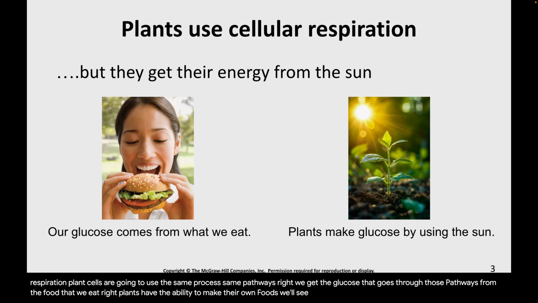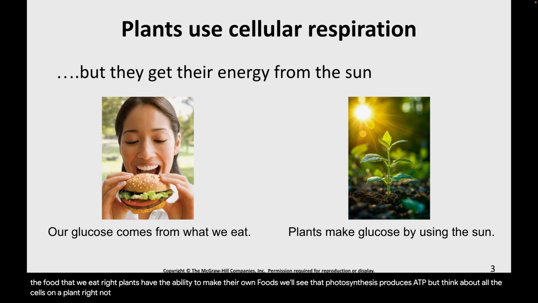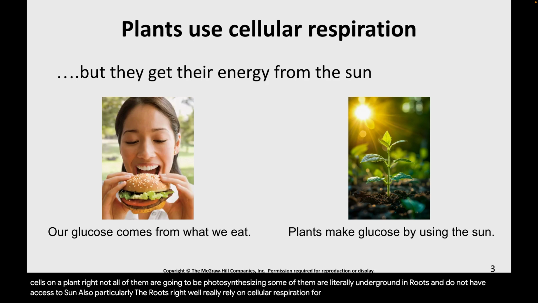We'll see that photosynthesis produces ATP, right? But think about all the cells in a plant, right? Not all of them are going to be photosynthesizing. Some of them are literally underground in roots and do not have access to sun. So particularly roots, right, will really rely on cellular respiration for their ATP.